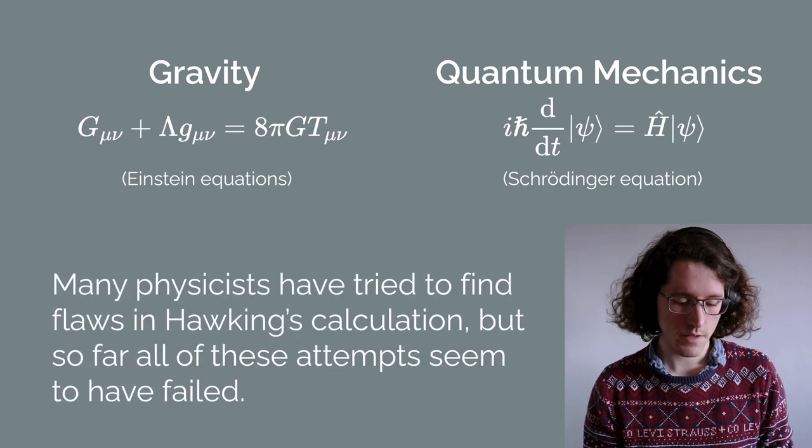Many physicists have tried to find faults in his mathematics, but so far, Hawking's calculations have proven airtight, and all of the attempts to find faults in them seem to have failed. It appears to be inevitable that the black hole will emit Hawking radiation.